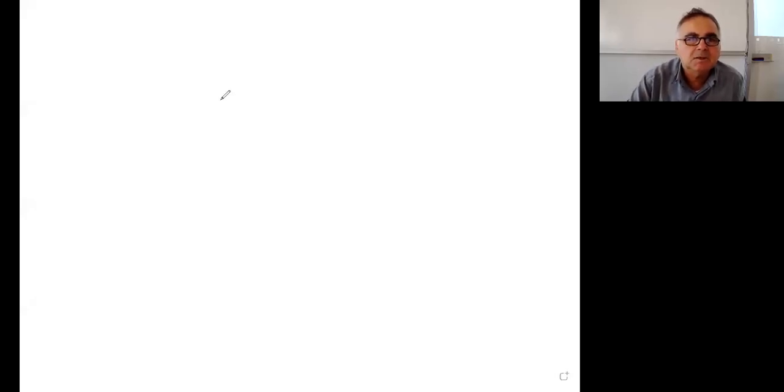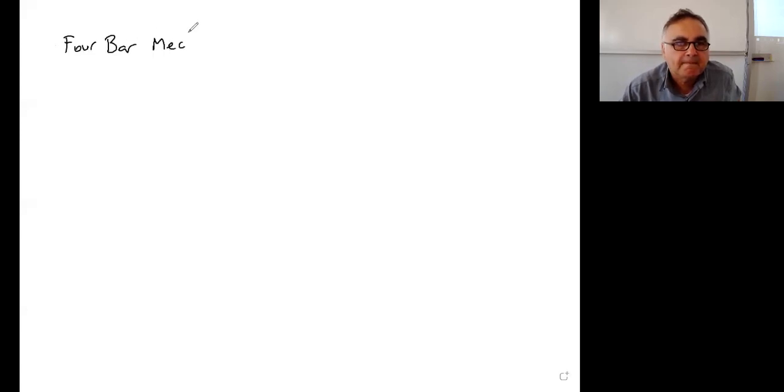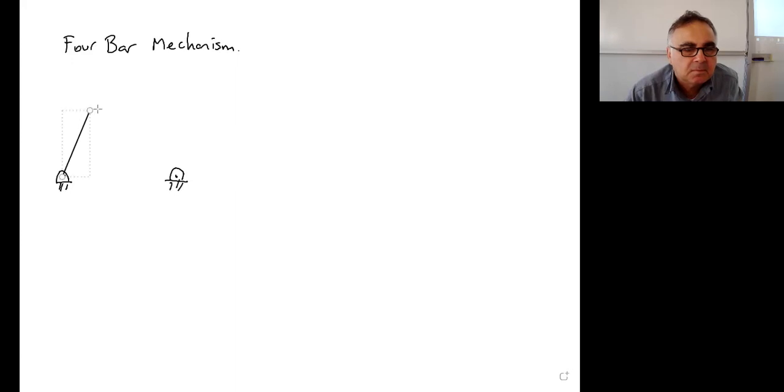So we will look at the velocity and acceleration analysis of the four-bar mechanism now. Let's start by drawing the mechanism as usual. Let's say that this is the second pivot. Let's draw this.